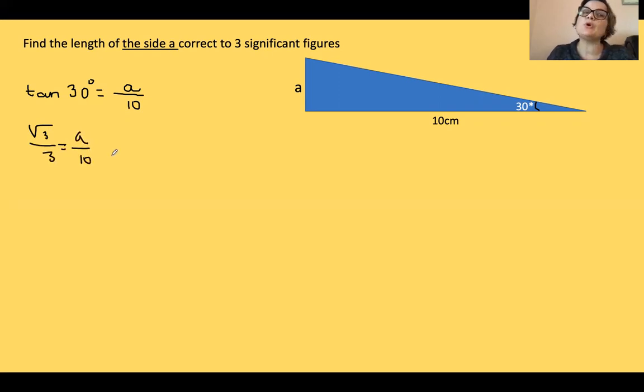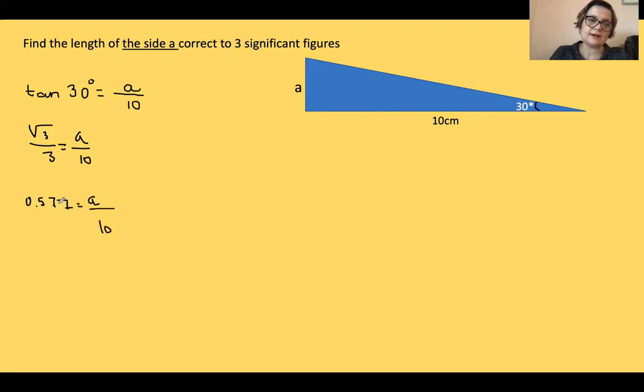Now, depends what the problem asks you to do, but it says the side correct to 3 significant figures, which means the answer should be as a decimal number. So to change this fraction, square root of 3 over 3, to a decimal number, all you need to do is press this button here, the S to D, and then the answer, can you see? The answer is going to be a decimal number, 0.577. So 0.577 equals A over 10.